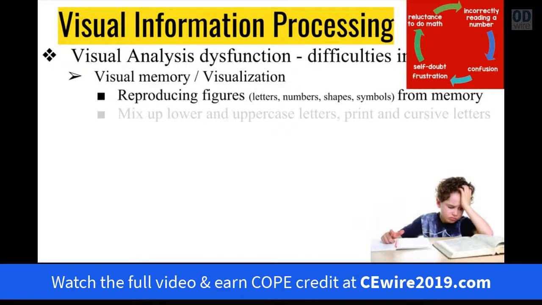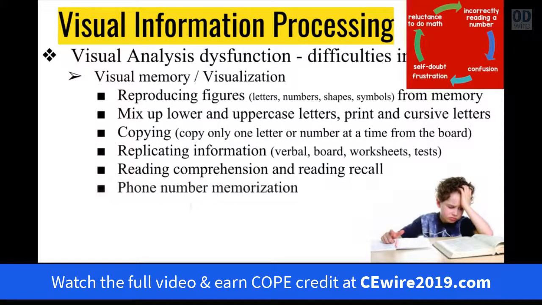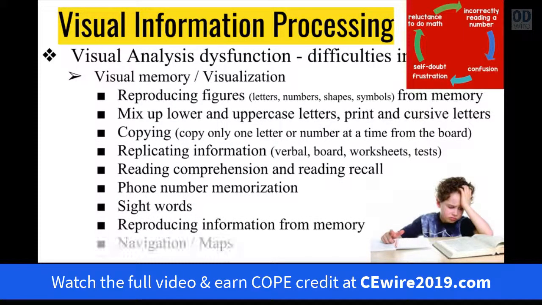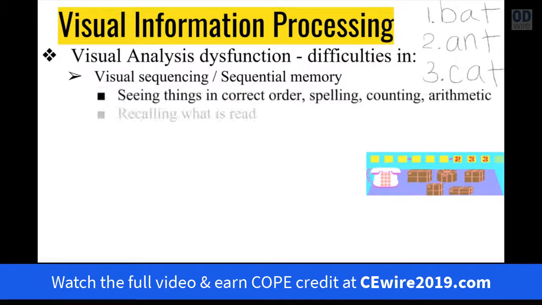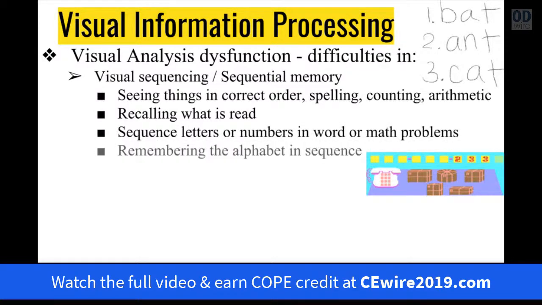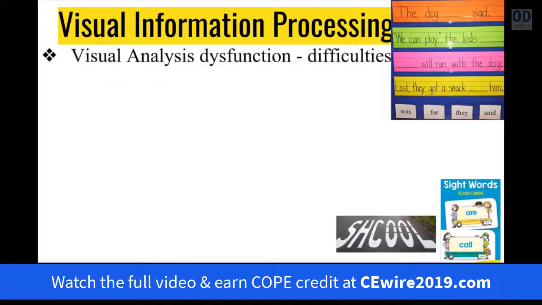For visual memory and visualization, reproducing any figures from memory, copying things down, replicating information, reading comprehension, recalling sight words, navigation, maps, all of those are going to be a difficulty. For visual sequencing and sequential memory, seeing things in the correct order, so this is spelling, counting, arithmetic, recalling what is read, copying, reading comprehension, remembering the order of events, forgetting assignments, and forgetting steps in instructions.